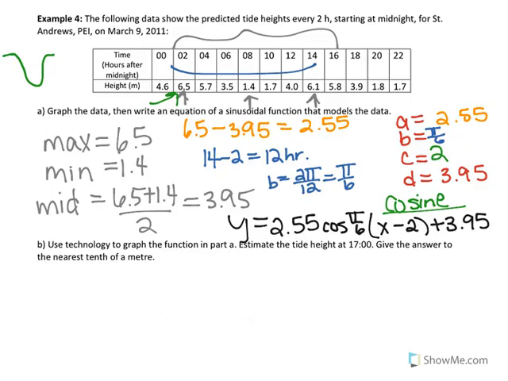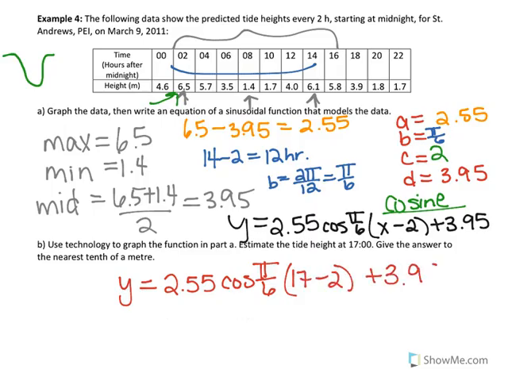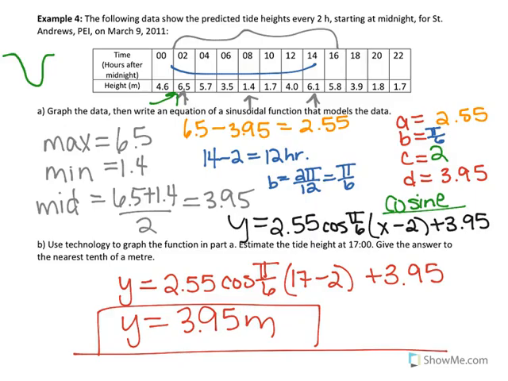The question says estimate the tide height at 1700. So we're going to plug a 17 in because it's 17 hours past midnight. So we have y equals 2.55 cos of pi over 6, and we're going to plug in 17 minus 2 plus 3.95. I want you to pause the video and try to get this number. You should get 3.95 meters. And that is the end of our graphing trigonometry unit.